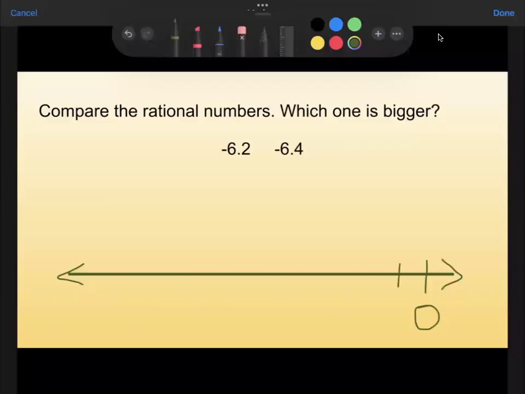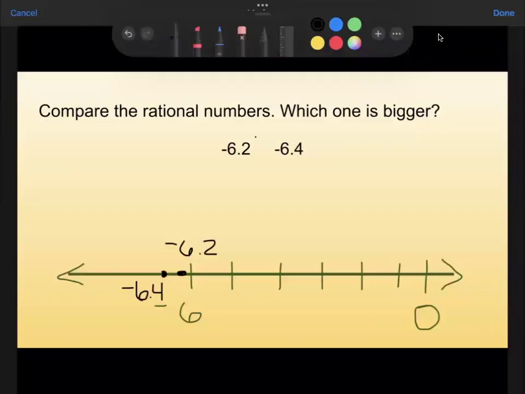Okay, so since both of those have a 6 as their whole number, I'm going to go out to 6. 1, 2, 3, 4, 5, 6. So here's -6. -6.2 is just 0.2 farther away from 0 than -6. -6.4 is just a little bit past that because that is another 0.4 or 4/10 further away from 0. So I'm going to go ahead and label these -6.2, and this is -6.4. So we can see that the one that is actually closer to 0, which means it's bigger, is -6.2.